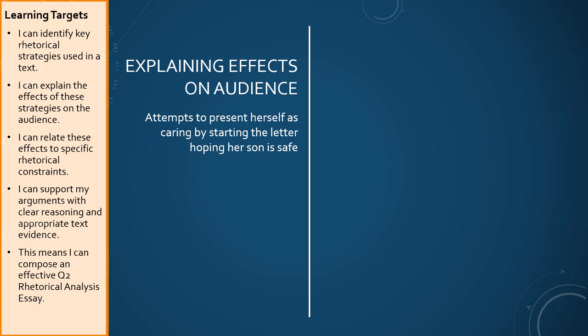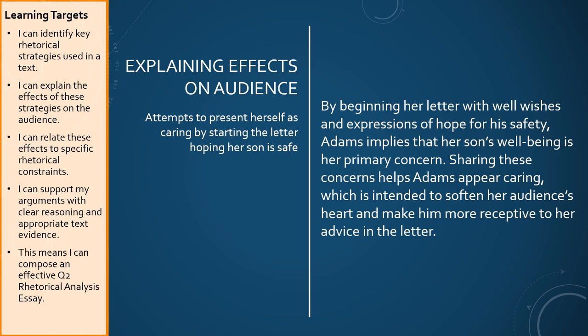So if we were going to write about the ethos effects of this, about how this is affecting the audience by presenting the writer as having certain characteristics, we might say something like this. By beginning her letter with well wishes and expressions of hope for his safety, Adams implies that her son's well-being is her primary concern. Sharing these concerns helps Adams appear caring, which is intended to soften her audience's heart and make him more receptive to her advice in the letter.